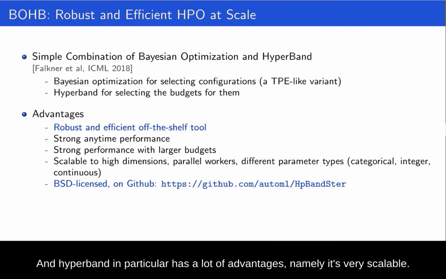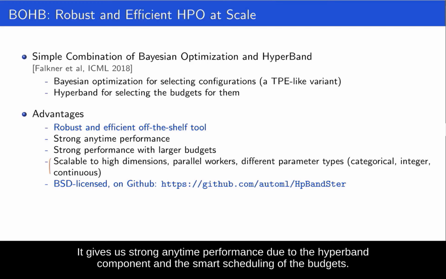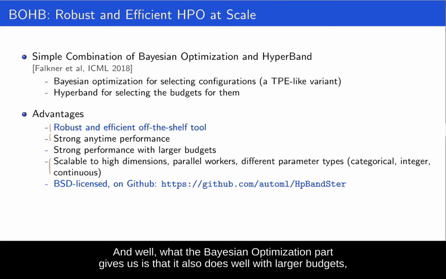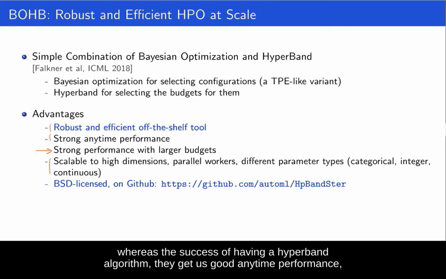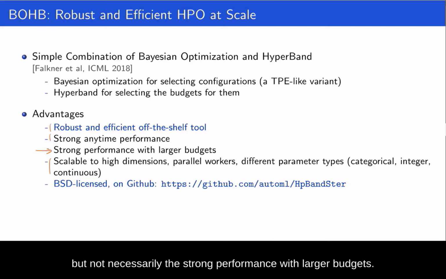And Hyperband in particular has a lot of advantages, namely it's very scalable, it gives us strong anytime performance due to the Hyperband component and the smart scheduling of the budgets. It's very robust and efficient. And what the Bayesian optimization part gives us is that it also does well with larger budgets, whereas the successive halving and Hyperband algorithms get us good anytime performance, but not necessarily strong performance with larger budgets.